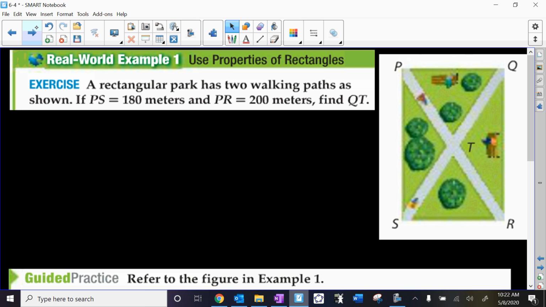A rectangular park has 2 walking paths as shown. PS is one of the sides, is 180 meters. PR tells us is 200 meters. It wants us to find QT. Well, if PR is 200 and it wants us to find QT in here, remember we know the diagonals are congruent in this case, and we still know that they bisect each other. So we're going to take half of 200, which in this case is 100 meters, which would be the length of QT.